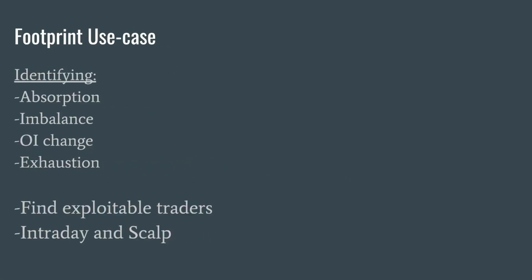So getting into the footprint use cases, we're using the footprint to identify 4 major things: absorption, imbalance, rapid open interest change, and exhaustion. We use these to identify where the exploitable traders are so that we can revert on them. The time frames that we want to be using this for is intraday and scalp. Once you get beyond that time horizon, this information becomes significantly less useful.